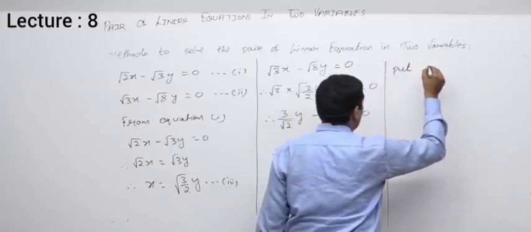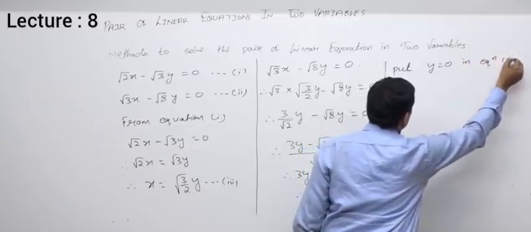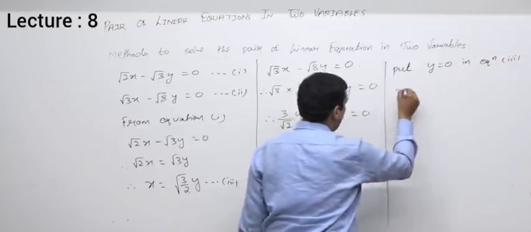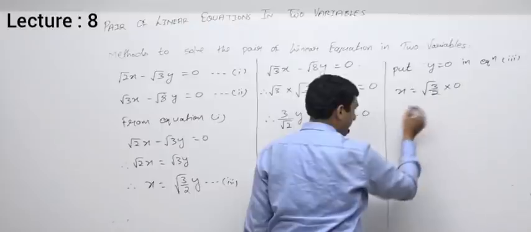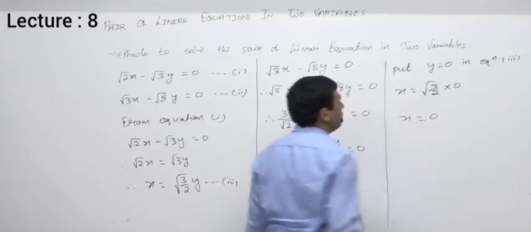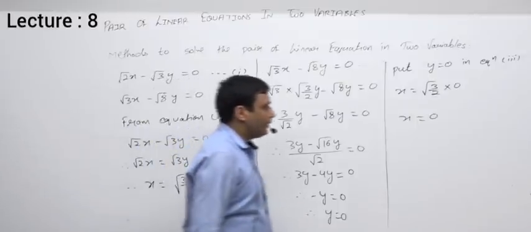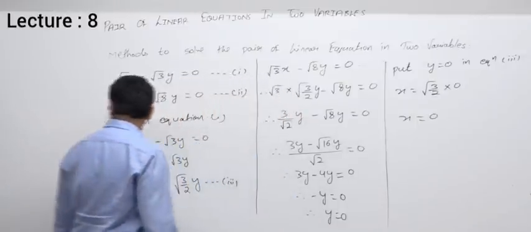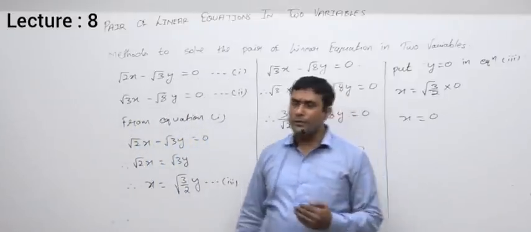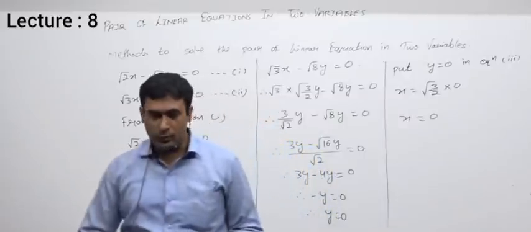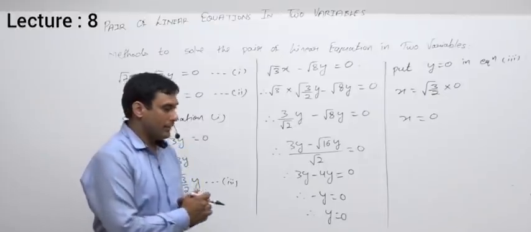Put y is equal to 0 in equation number 3. So x is equal to root 3 by root 2 multiplied by y, that is multiplied by 0. So x is equal to 0. So 0 comma 0 is the solution of the given pair of equations. Okay, so here we covered almost all types, although I should not say that all types are covered, but a different variety of questions we discussed over here.